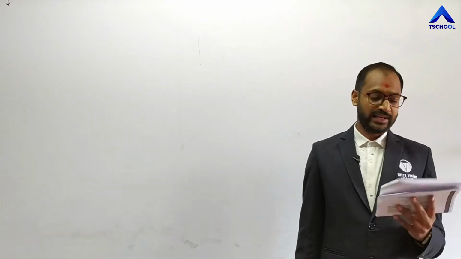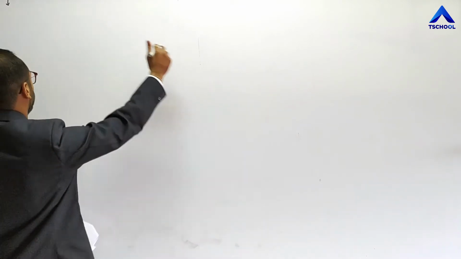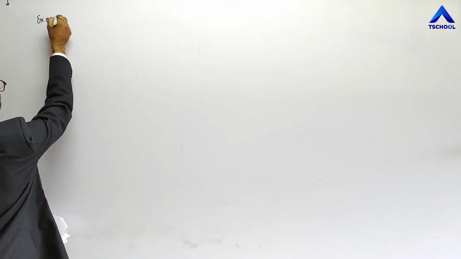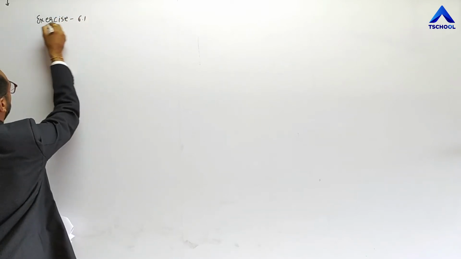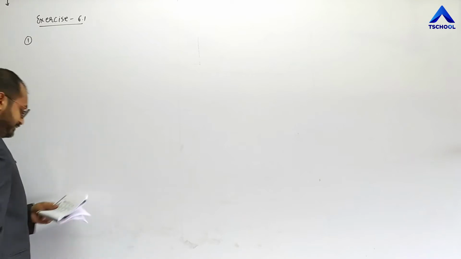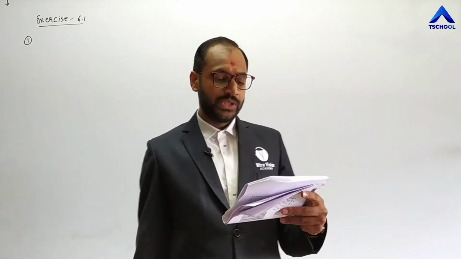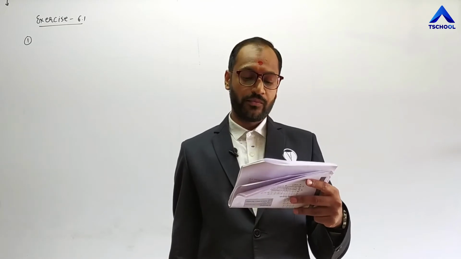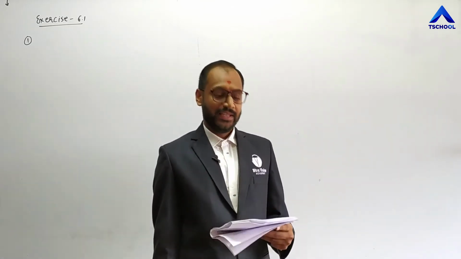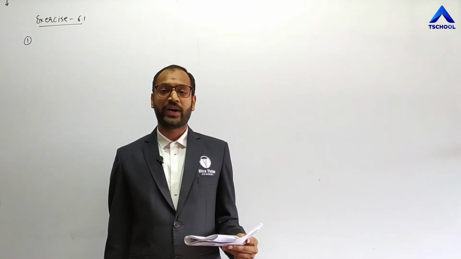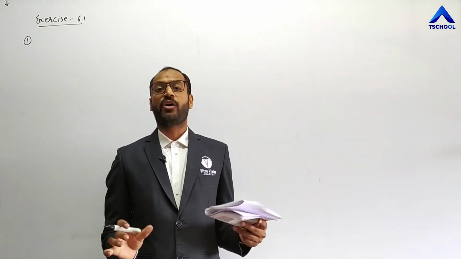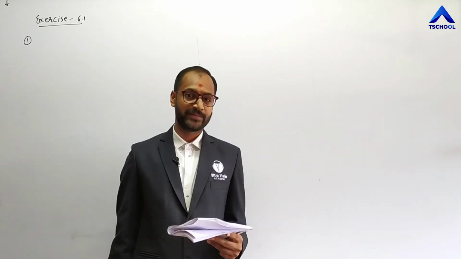Clear? So let me apply these rules to some given problems which are given in exercise number 6.1. So let us solve exercise number 6.1. Question number 1. What will be the unit digit of the squares of the following numbers? That means we have to find the unit digit of the square of the given number.